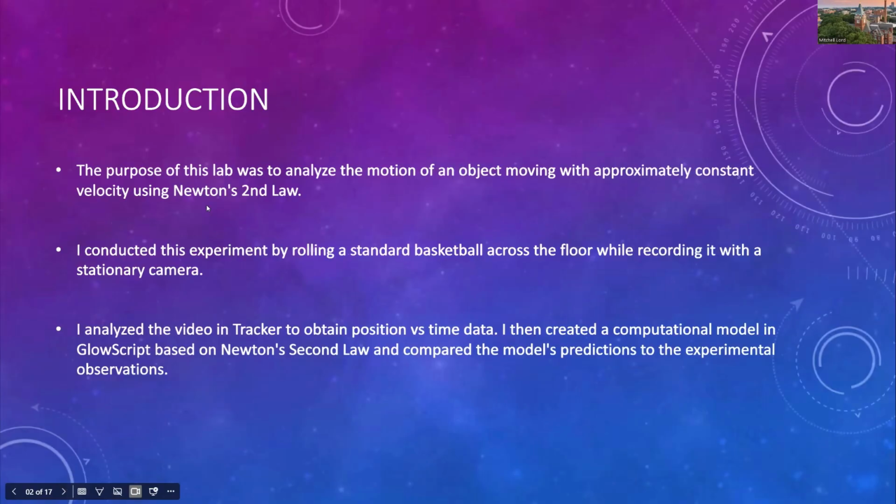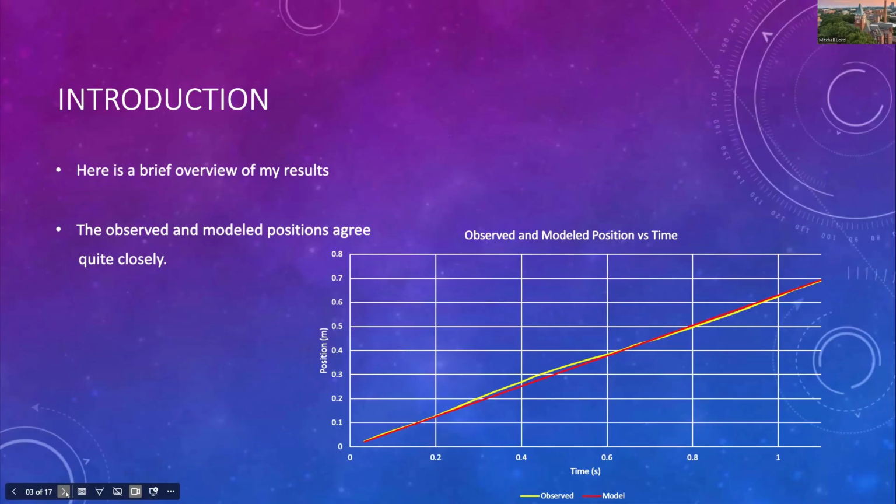As an introduction, the purpose of this lab was to analyze the motion of an object moving with approximately constant velocity using Newton's second law. I conducted this experiment by rolling a standard basketball across the floor while recording it with a stationary camera. I then analyzed that video on Tracker to obtain position versus time data, and then I created a computational model in GlowScript based on Newton's second law and compared the predictions versus the observations.